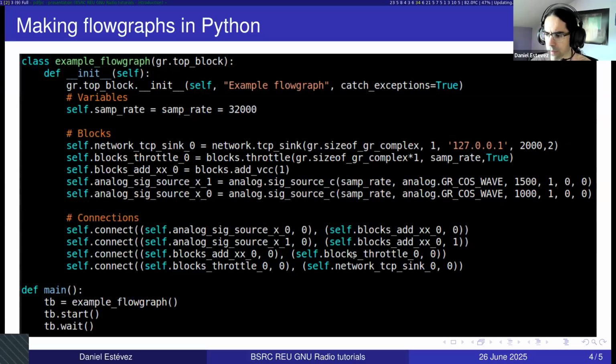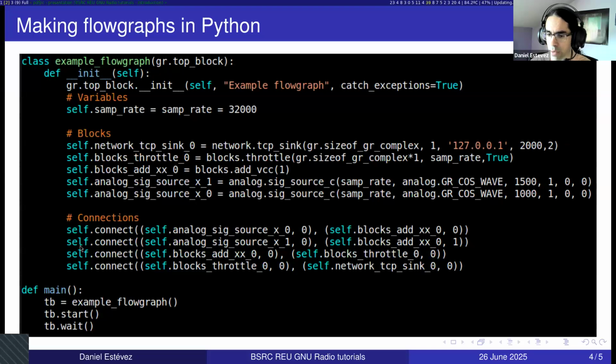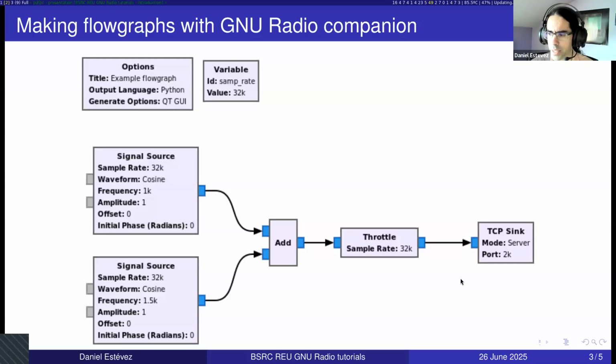So this one gets connected to the add block on input number 1, and input number 1 is this one. And in this way, you can describe your flow graph. Why can it be useful to write flow graphs in Python code if we can always use this graphical approach?